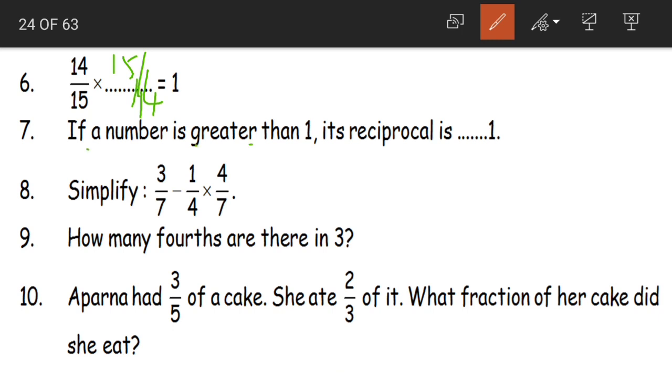If a number is greater than 1, then its reciprocal is dash 1. See, if a number is greater than 1, which number shall we take? Okay, let us take 8. Yes, we have this number. Now what is its reciprocal? We know that reciprocal is found for a fraction. Now how to write this whole number in terms of a fraction? It is nothing but 8 by 1. Yes, 8 can be written as 8 by 1.